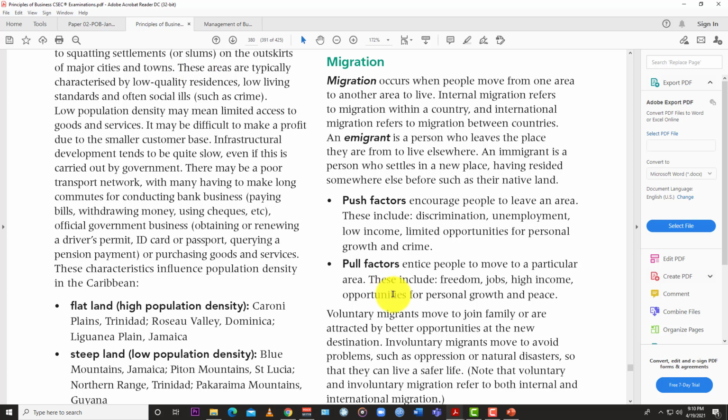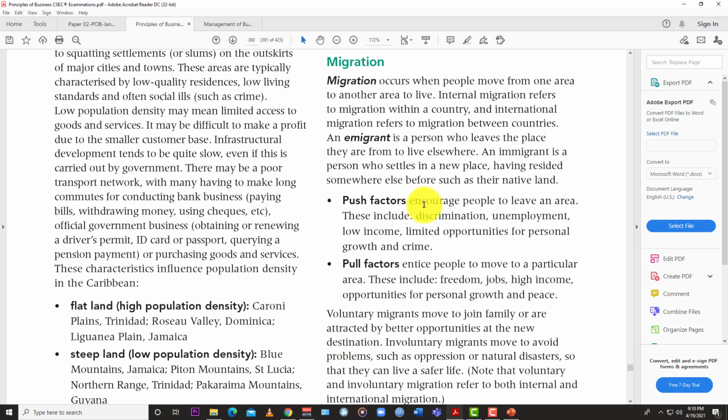If you go to your textbook, I'll give you a definition for migration. Migration occurs when people move from one area to another to live. Internal migration refers to migration within a country, and international migration refers to migration between countries. An emigrant is a person who leaves the place they are from to live elsewhere. An immigrant is a person who settles in a new place, having resided somewhere else before, such as their native land. What we're focusing on here now are these two factors, the push factors and the pull factors.